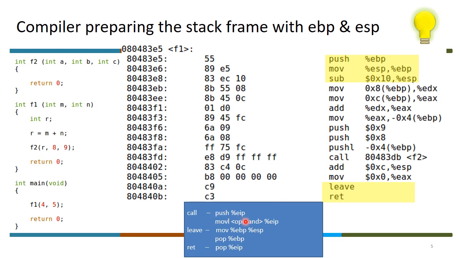Call again is the same as what we saw in the previous slide, but leave is the one which will help in unwinding the stack frame. Move the current EBP to ESP, that is, the stack is unwound, and then pop EBP, and the return instruction will do exactly what we have seen in the previous slide, right?